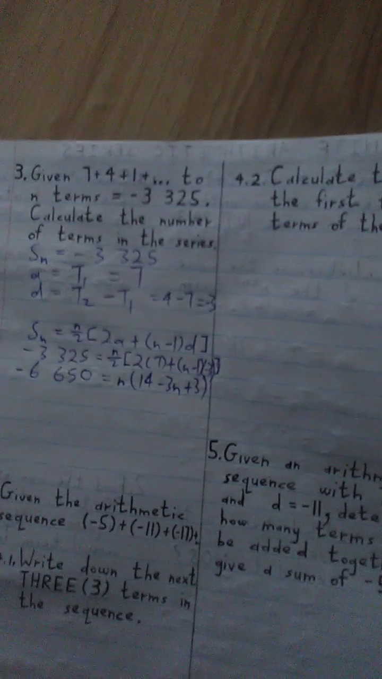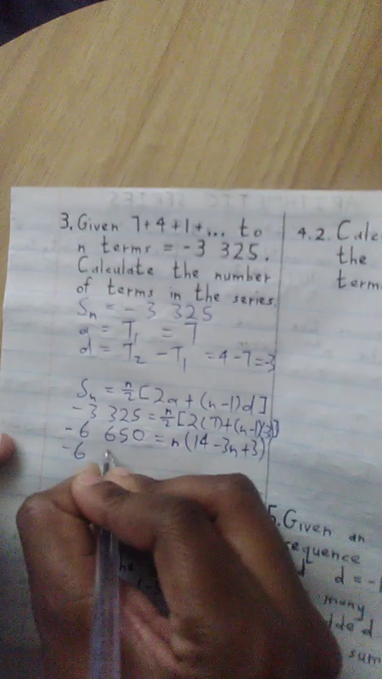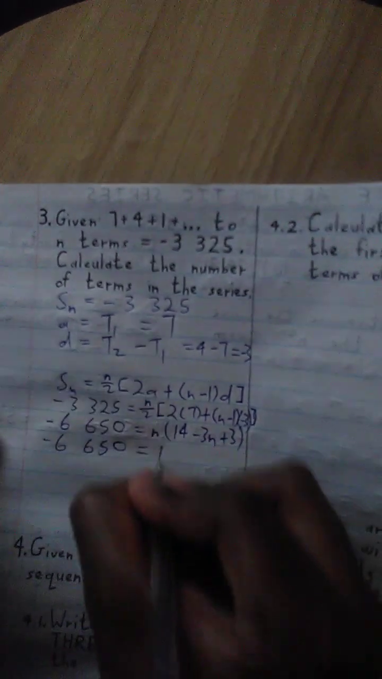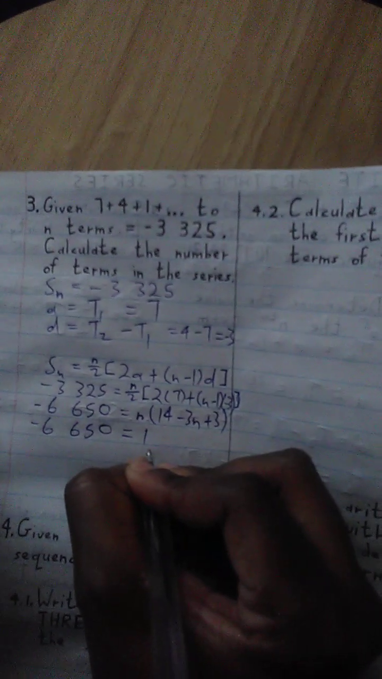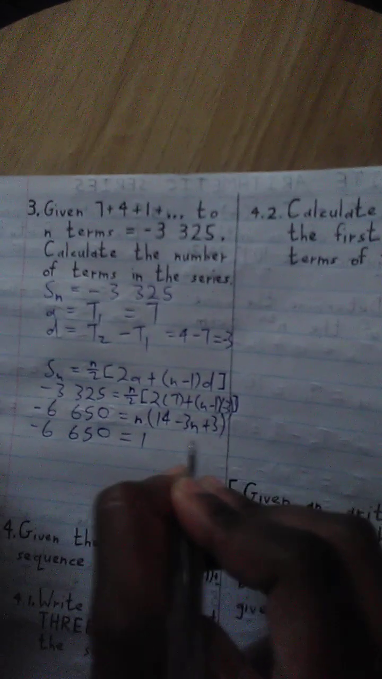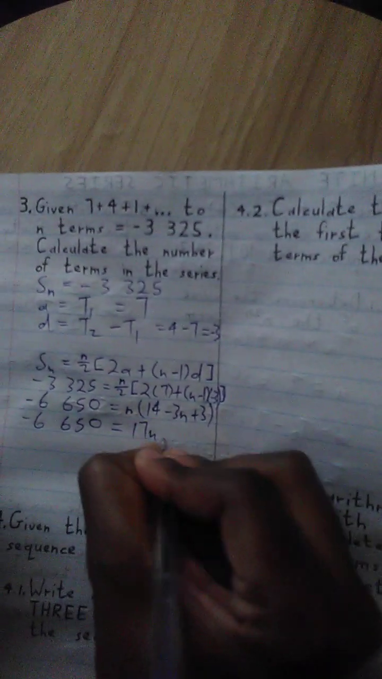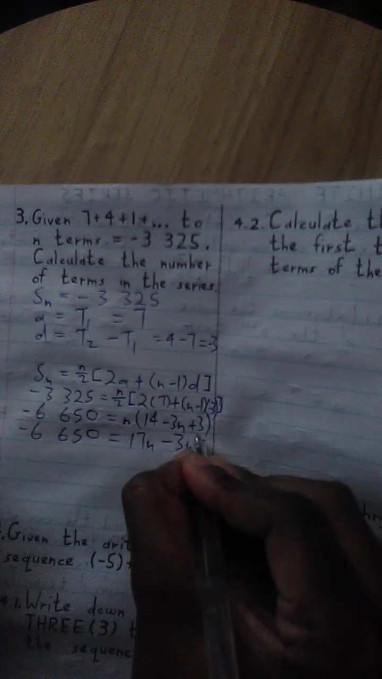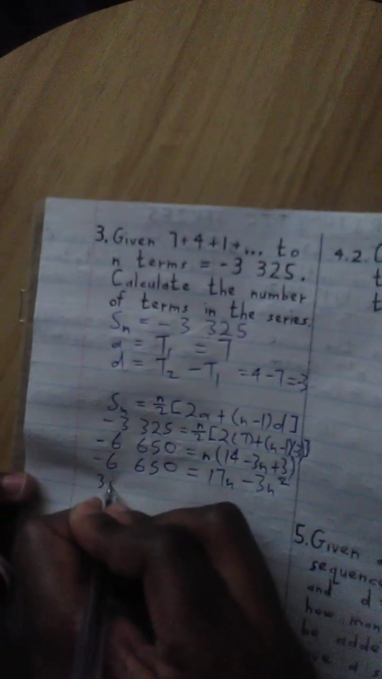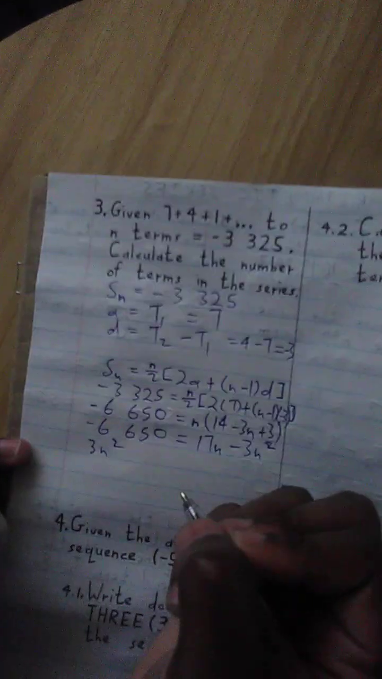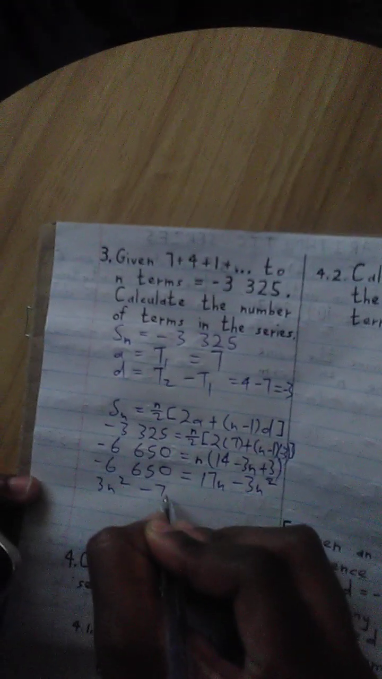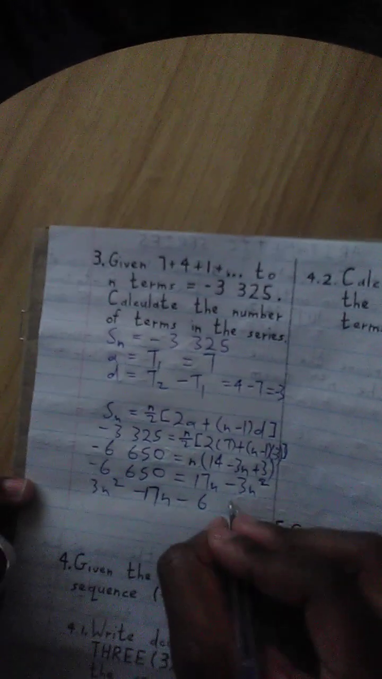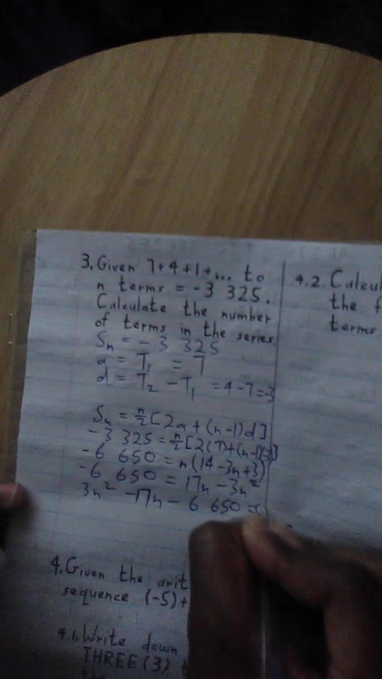Negative 6,650. 14. Oh, sorry. So 14 plus 3 is 17. 17 times n is 17n. N times negative 3 is negative 3n squared. Taking this to the other side, it becomes 3n squared minus 17n minus 6,650 is equal to 0.